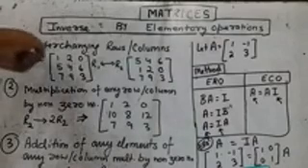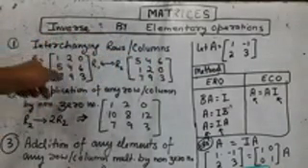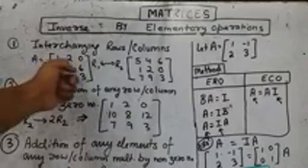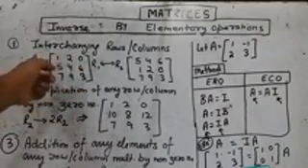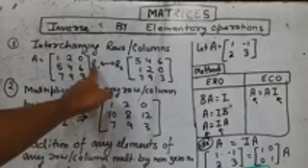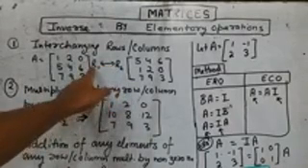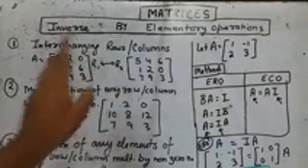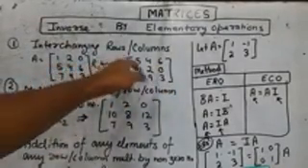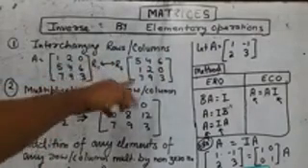So first, what is the first operation? Interchanging rows or columns. It means in any matrix we can interchange any 2 rows. Suppose the first row is 1 2 0, the second row is 5 4 6, we can interchange these 2 rows. We apply the operation like this. Whenever we are interchanging the rows, the arrow should be on both sides. R1 is interchanged with R2. So 1 2 0 will come at the second place and 5 4 6 will come in the first row. This way we apply the row operation, interchanging of the rows.